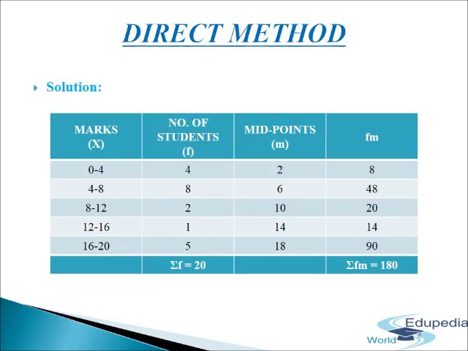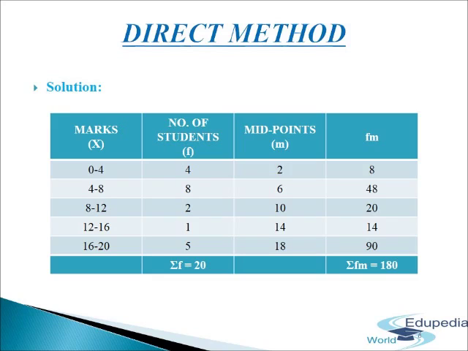We will make a table of 4 columns. In the first column, we will write marks, which is denoted by X, which are 0 to 4, 4 to 8, 8 to 12, and so on. In the second column, we will write number of students, which is denoted by F, 4, 8, 2, and so on. After adding it, we will get sigma F, which is 20.